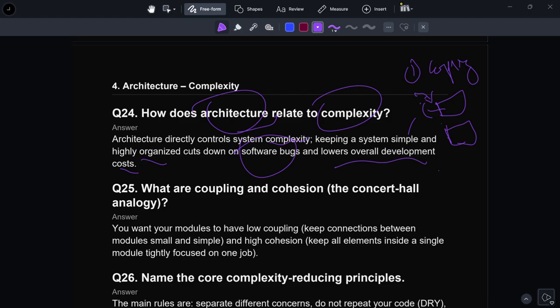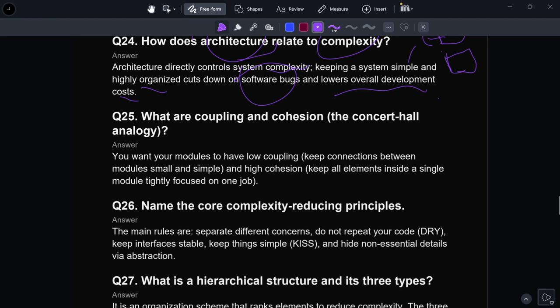Then what are coupling and cohesion? The concert hall analogy. You want your modules to have low coupling, keeping connections between modules small and simple, and high cohesion, keeping all elements inside a single module tightly focused on one job. That is exactly what we talked about. Look at musicians on stage. Every person is completely focused on a highly specific job, playing the symphony. The violinist isn't trying to sell tickets. So this is high cohesion. And low cohesion is, imagine you mixed musicians, security guards, ticket collectors and audience members all onto one stage. Nobody knows what their job is.